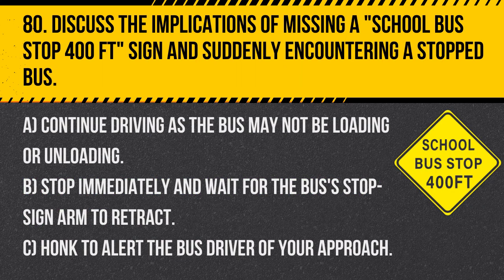Question 80. Discuss the implications of missing a school bus stop 400 feet sign and suddenly encountering a stopped bus. A. Continue driving as the bus may not be loading or unloading. B. Stop immediately and wait for the bus's stop sign arm to retract. C. Honk to alert the bus driver of your approach.